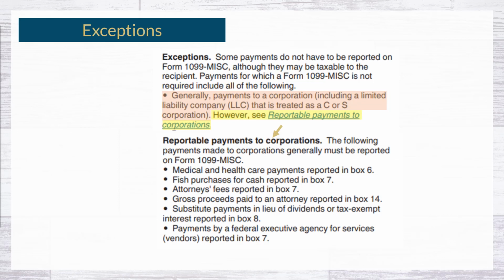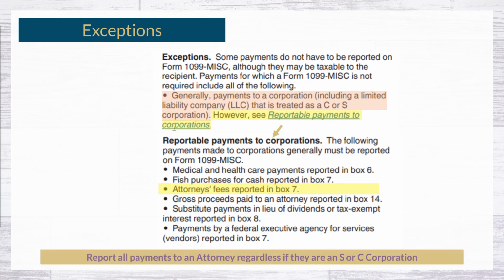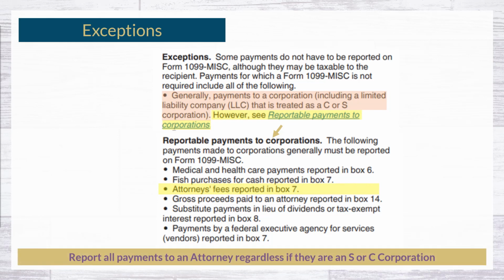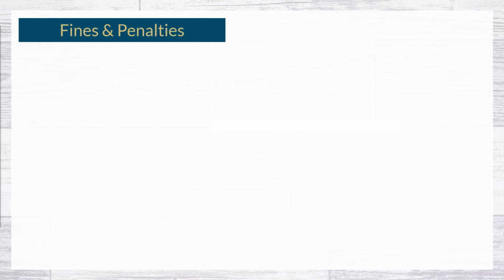Reportable payments to corporations tells us the following payments made to corporations generally must be reported on Form 1099 miscellaneous. You see the list here, but the one that affects most creatives would be the attorney's fees. This means that you need to report all payments to an attorney regardless if they are an S or C corporation. Now let's cover penalties and fines for not reporting 1099s as required.